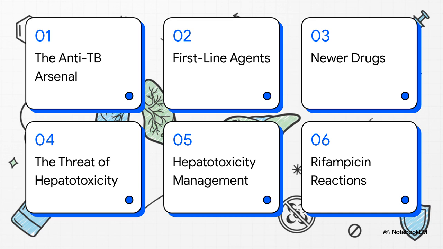Let's get to it. So, here's how we're going to break this down. First, we'll get a lay of the land, what's in our arsenal. Then we'll do a deep dive into the pharmacology of our workhorse, first-line drugs, and the exciting newer agents. And finally, we'll spend some serious time on two topics that you will be tested on, guaranteed: managing liver toxicity and figuring out rifampicin's weird and wonderful immune reactions.